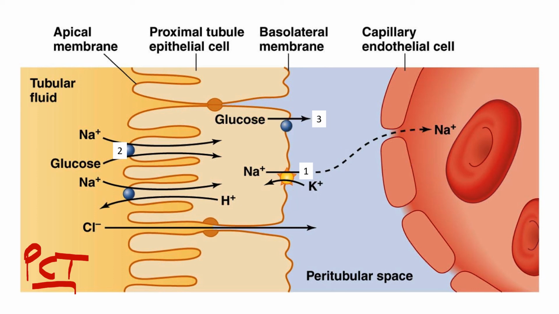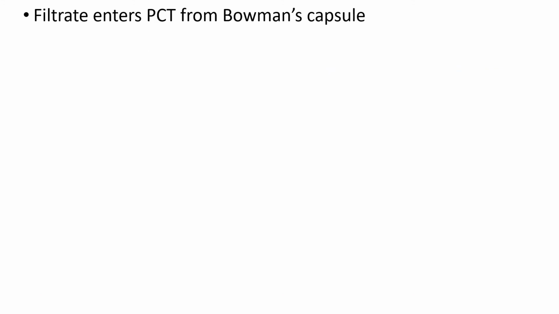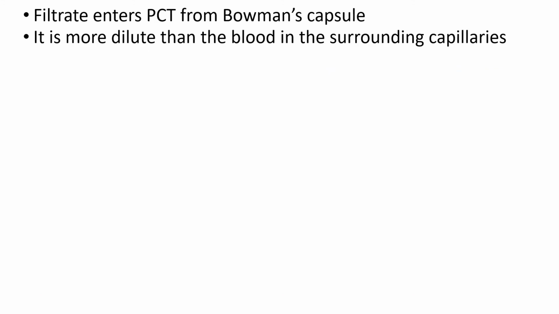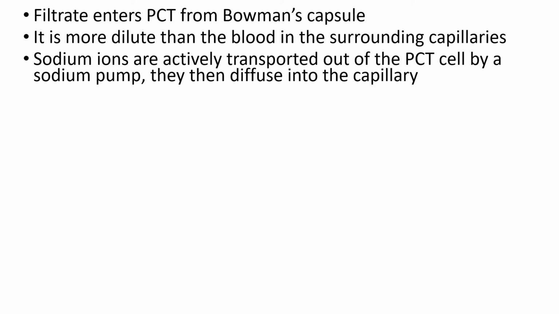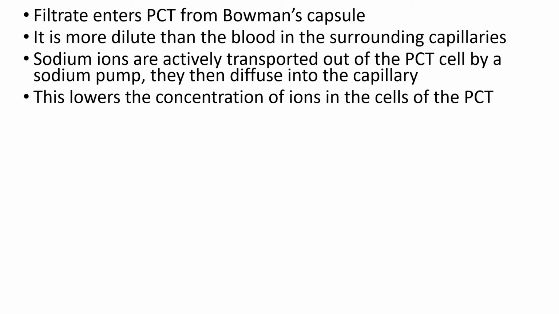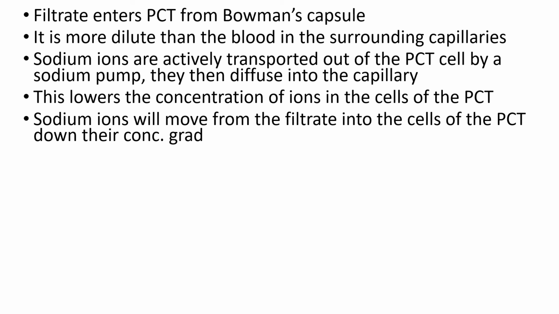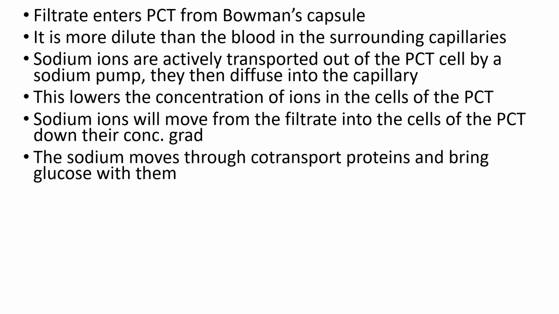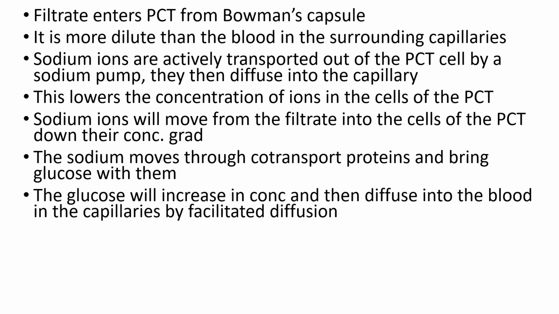Okay, right, so we have that in words on the next slide, and you can take that down in your book as well. So let's go through it. Filtrate enters from Bowman's capsule. Sodium ions are actively transported out of the proximal convoluted tubule. You've got that pump. They're going to then diffuse into the capillary. It's going to lower the concentration of ions. So sodium ions are going to move in from the filtrate into the proximal convoluted tubule cells. They move through that co-transport protein, bringing glucose or amino acids, there's one for each, with them.